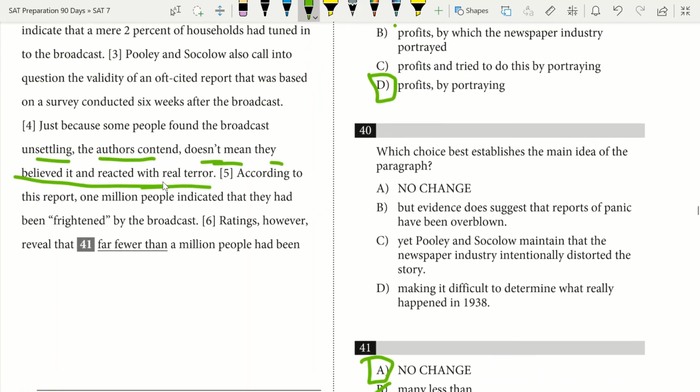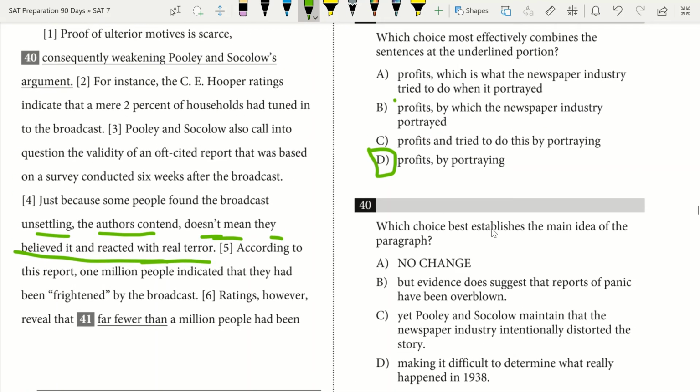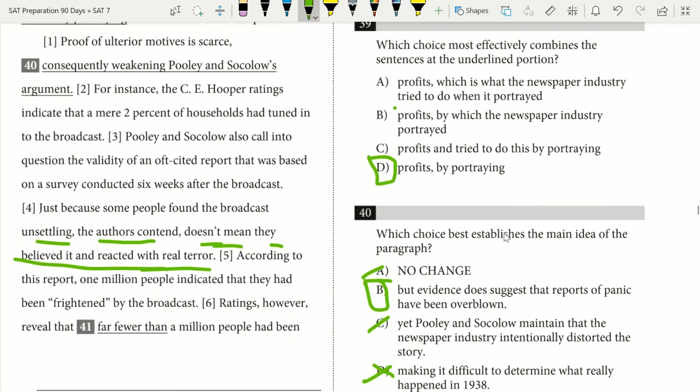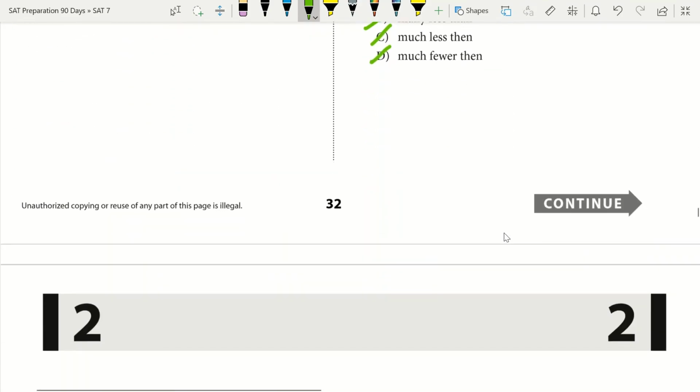naturally say on 41. All right, so 40, which choice best establishes the main idea of the paragraph? Evidence does suggest that the reports of the panic have been overblown. Yes, that's what we're talking about. We're talking about how reports of this panic have been overblown. So our answer there should be B. We talk about how people didn't actually react with real terror. Not many people, or not as many people as people think, were actually listening to the broadcast.